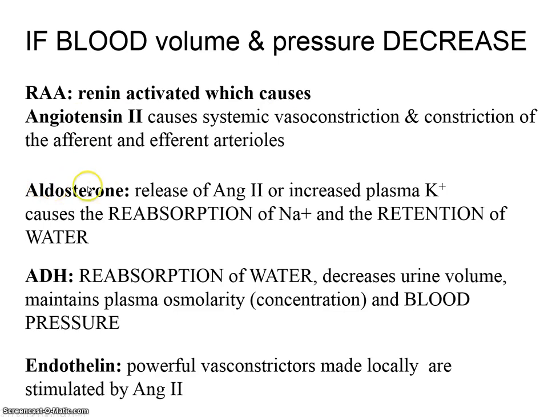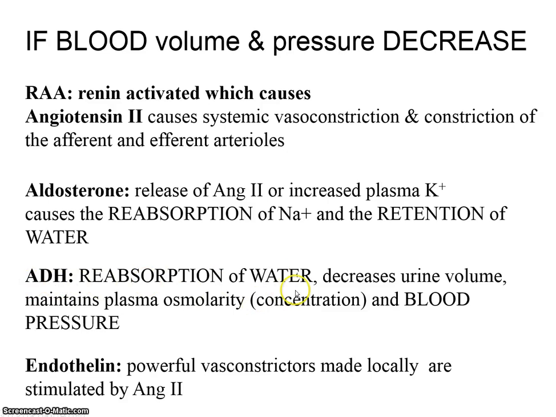So aldosterone specifically, how does it affect this? Well, here's a scenario, if we have a release of angiotensin 2 or there's an increase in plasma potassium levels, or a decrease in sodium, we have the reabsorption of sodium. And why is this important? Because it helps reabsorb water. So I just say retention of water. So reabsorption of sodium retains water, and water means blood volume, and blood volume means blood pressure, right?